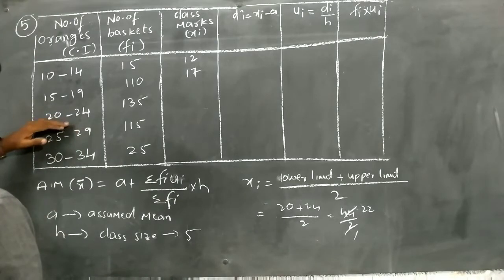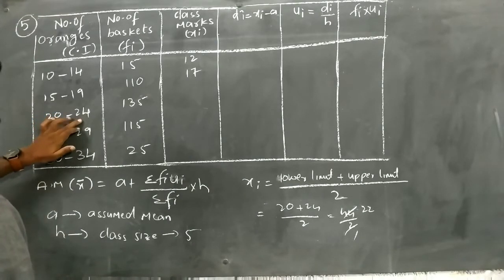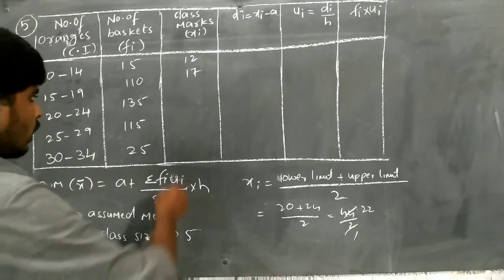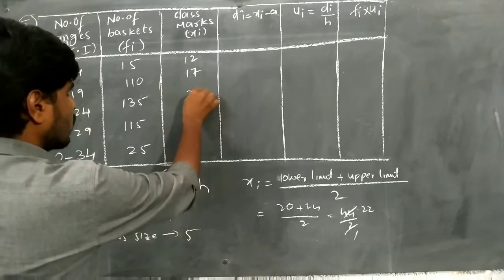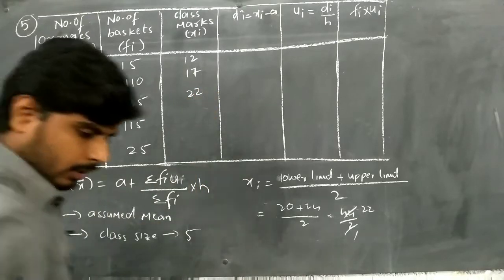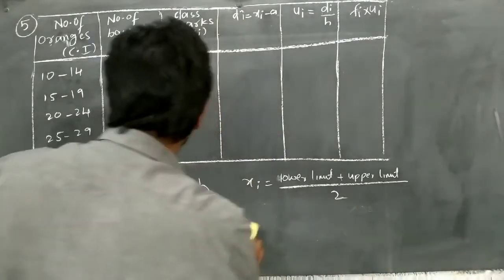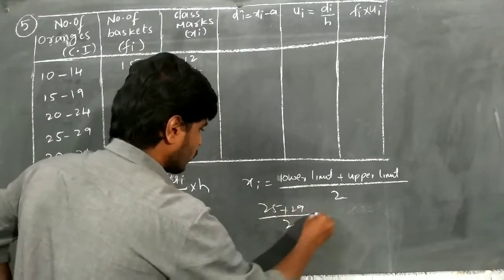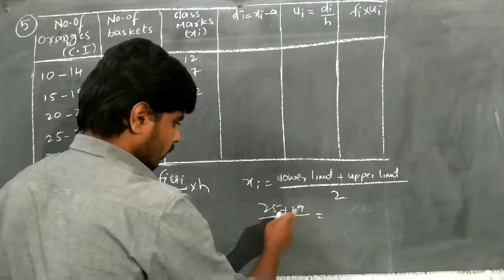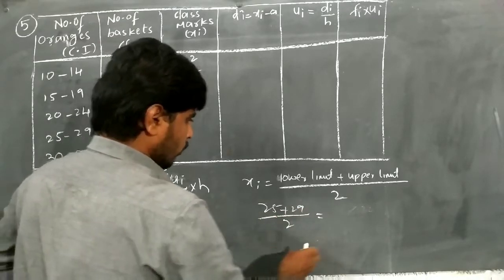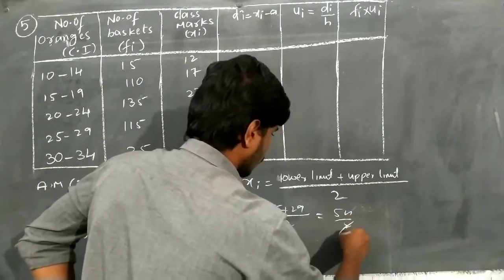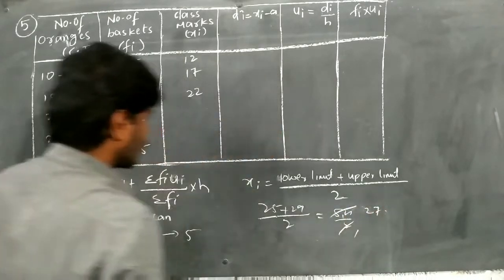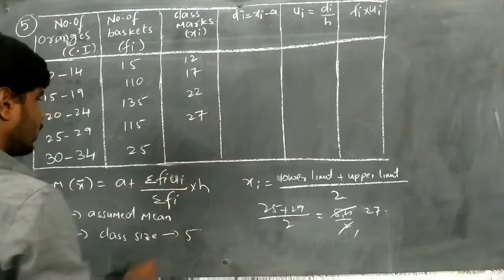So once again we'll check 20 plus 24, 44 it is. So okay, now what becomes? 22 it is, okay, right. Next, 25 plus 29 by 2, so 25, 25 is 50, remaining 4, 54 by 2, 2 ones are 2, 2 twos are 4, 1 carry, 2 sevens are. So here 27 is a class mark.